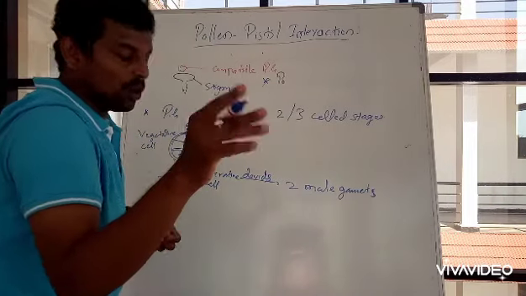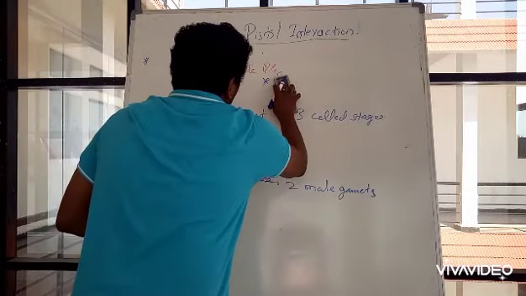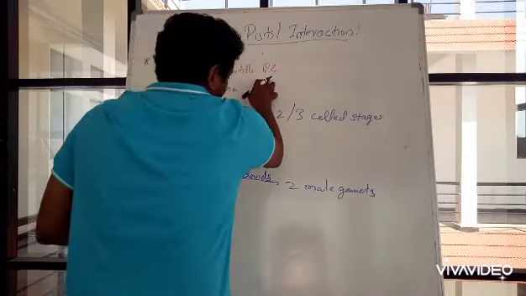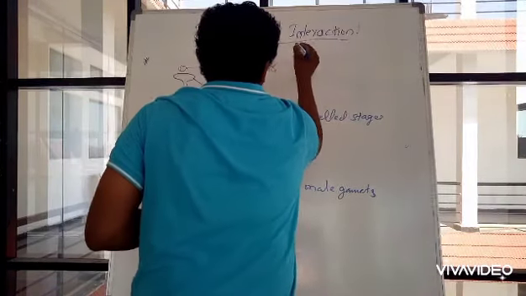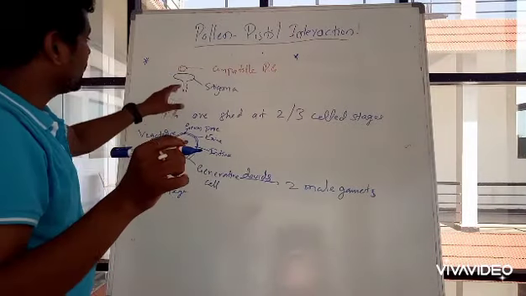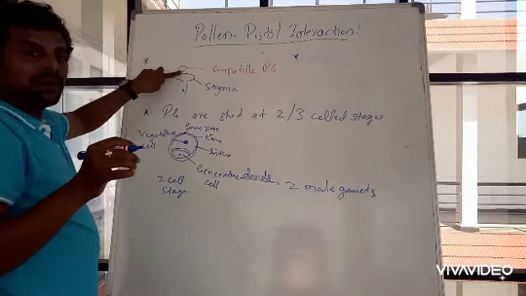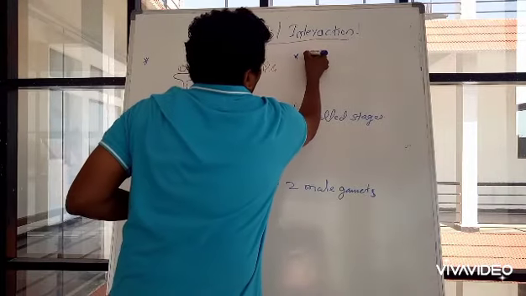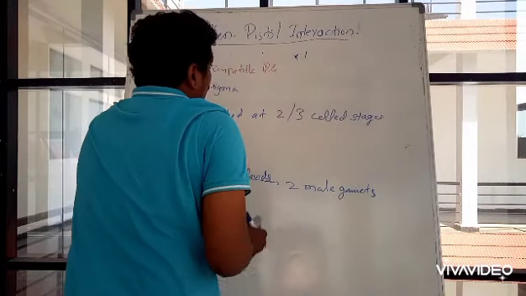There are generally two main events which take place. I will try to write it over here. The first major event which takes place once the pollen grain reaches the stigma is germination of pollen tube.